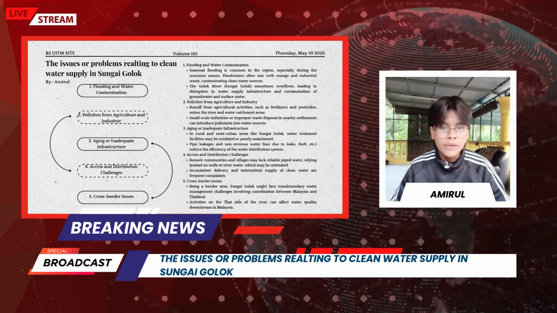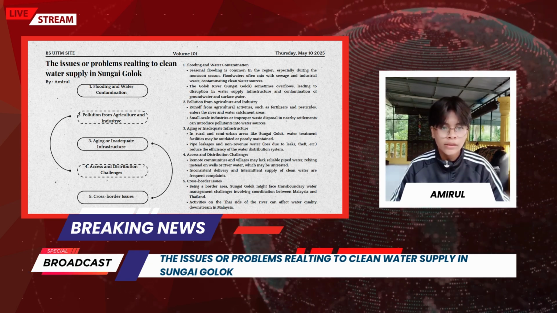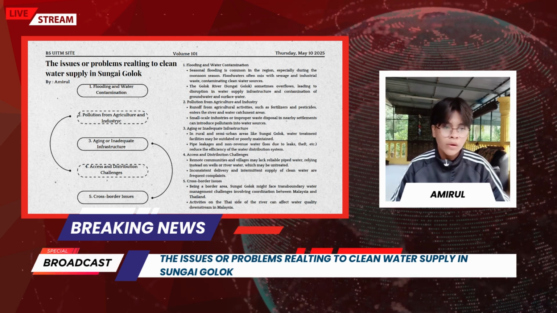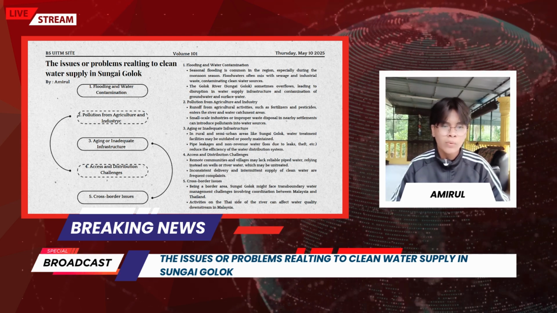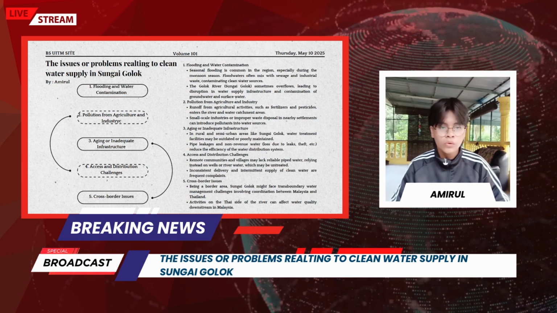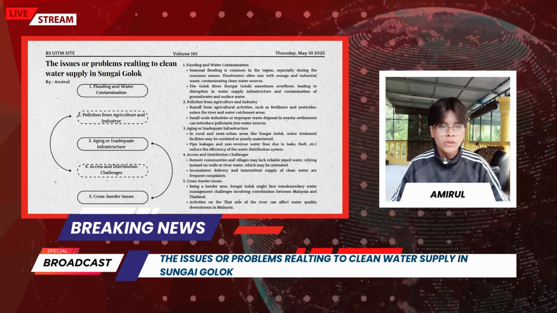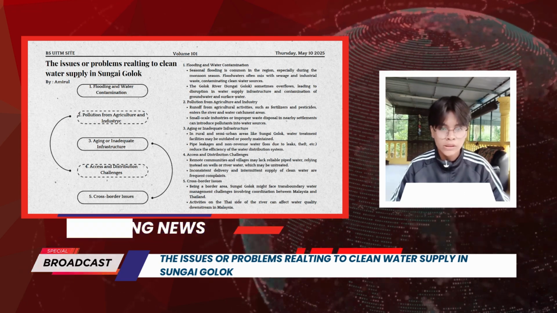Third, aging or inadequate infrastructure. In rural and semi-urban areas like Sungai Golok, water treatment facilities may be outdated or poorly maintained. Pipe leakage and non-revenue water loss due to leaks and theft also reduce the efficiency of the water distribution system.